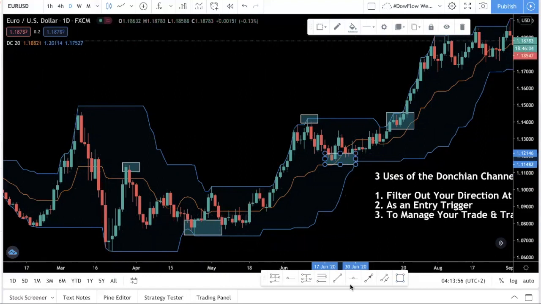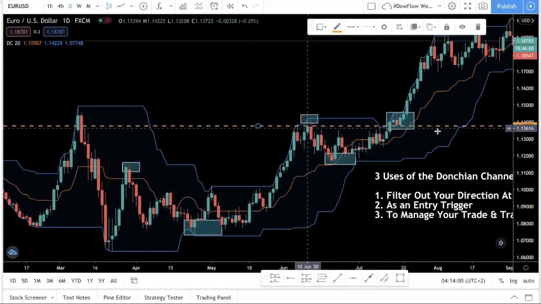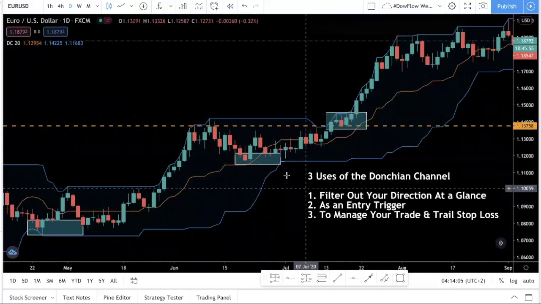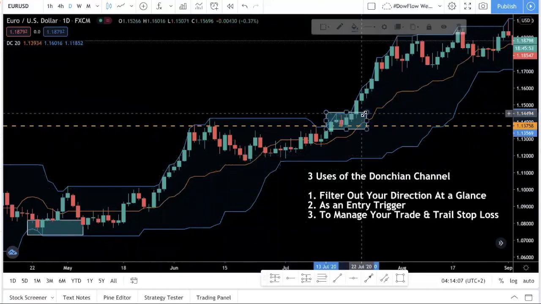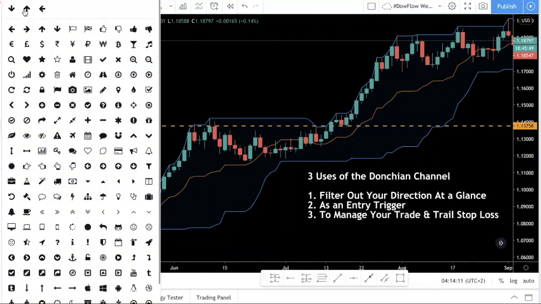Now you have prior resistance over here. This is your market structure, and you notice that on this candle over here, let me just clear this so it's clearer for you, you can see that this is a very good entry trigger.